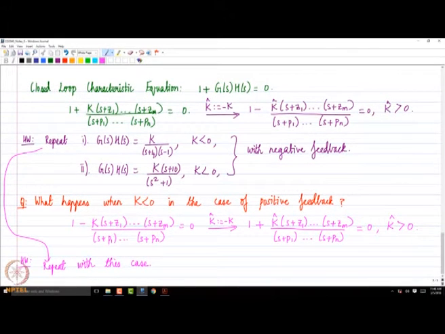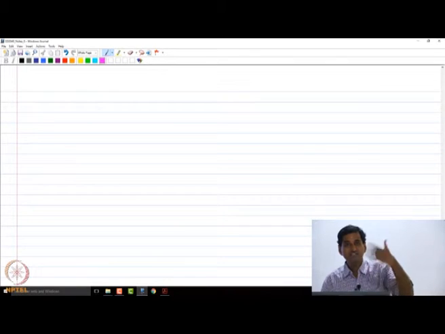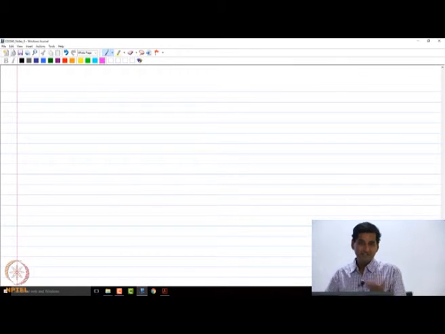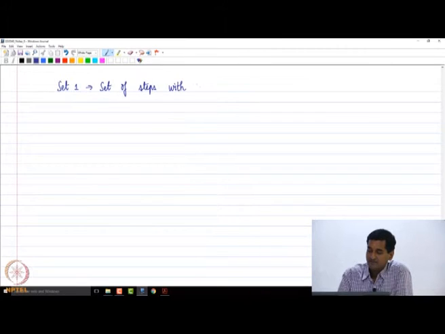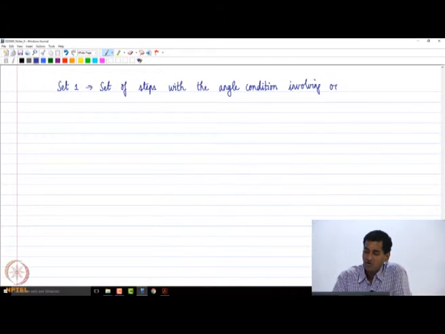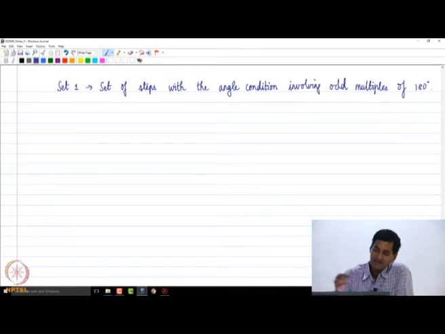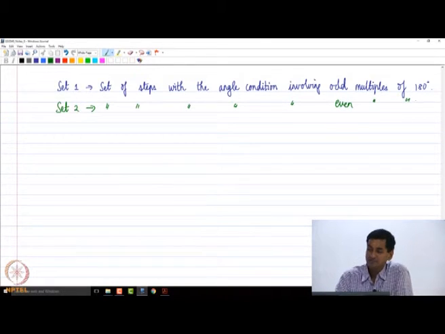So if I call the set of steps that we discussed in the previous discussion the first set, and what we discussed today the second set, let us say we call set 1 the set of steps with the angle condition involving odd multiples of pi, odd multiples of 180 degrees, and set 2 the set of steps with the angle condition involving even multiples of 180 degrees, right.